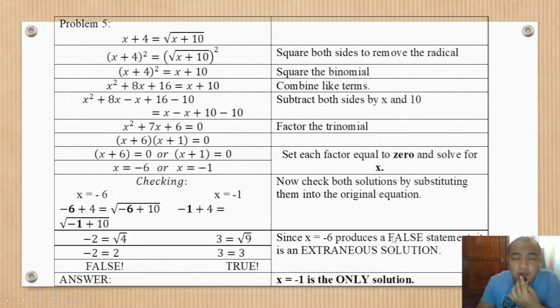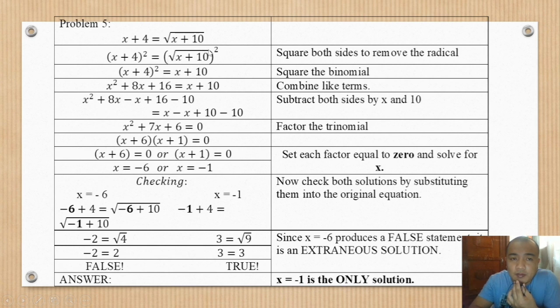Okay, let's proceed to problem number 5. How about this? x + 4 = √(x + 10). So this is a radical equation. Let us solve for the value of x. First step, we square both sides of the equation to remove the radical.